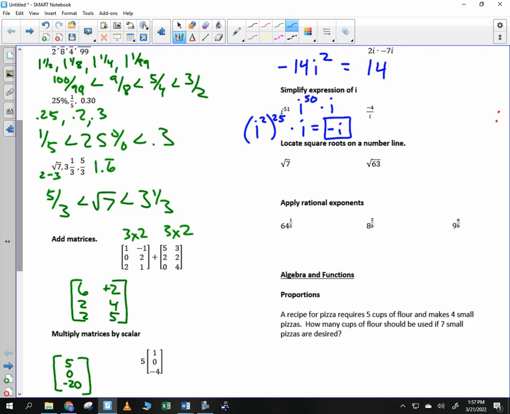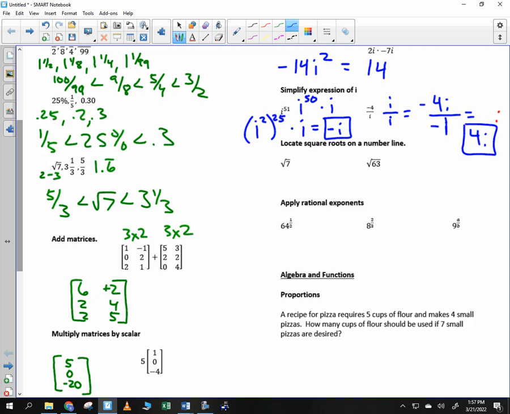Isn't that tricky? Negative 4 divided by I, that's not in standard form. So we got to make sure that we do not divide by an imaginary term. What do we do? Multiply top and bottom by I. Yep, over negative 1. And so negative 4I over negative 1 is just 4I.